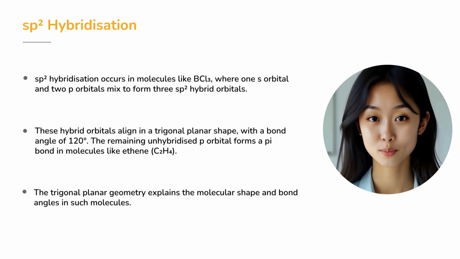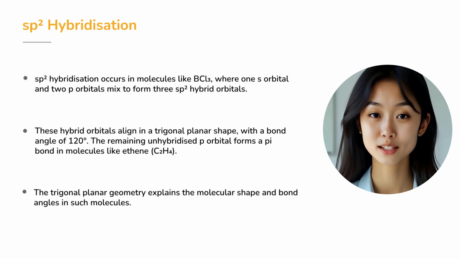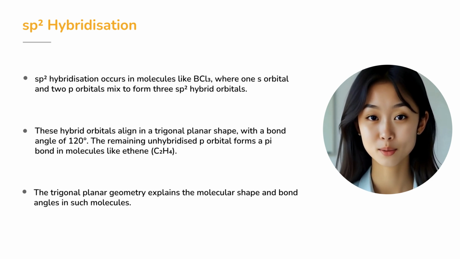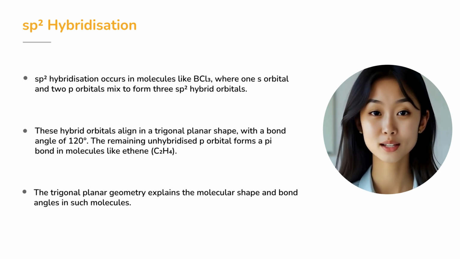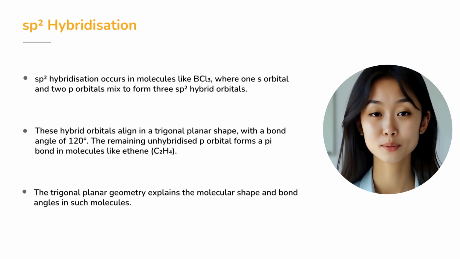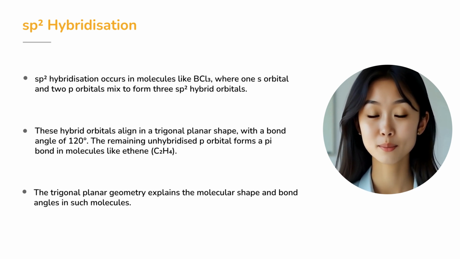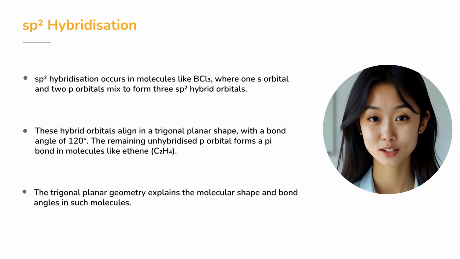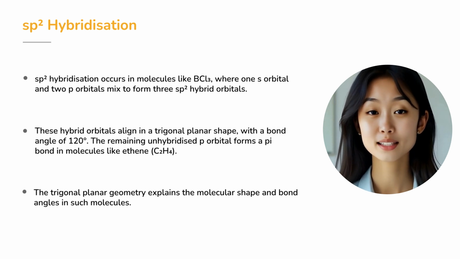Next, let's explore sp² hybridization, which gives rise to trigonal planar molecules. Take the example of boron trichloride. In this molecule, the central boron atom undergoes sp² hybridization, mixing one s orbital and two p orbitals. These three hybrid orbitals form a trigonal planar shape where the bond angles are 120 degrees. The remaining unhybridized p orbital forms a pi bond when it overlaps with another p orbital in molecules like ethene. This geometry is essential for the stability of molecules like boron trichloride and ethene.